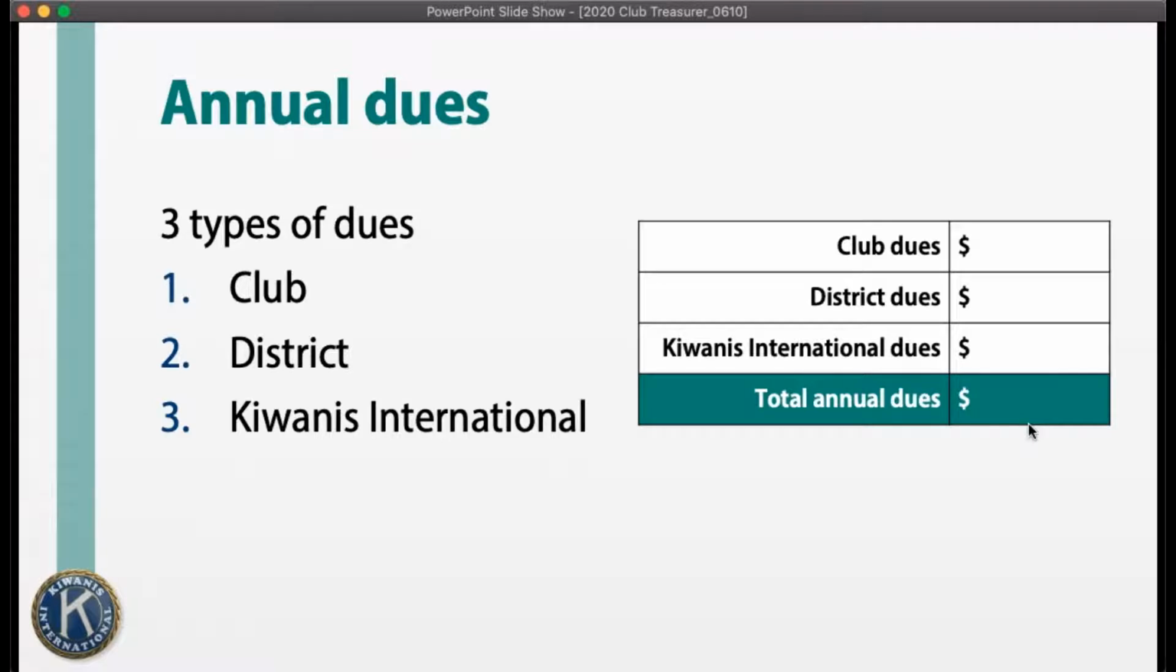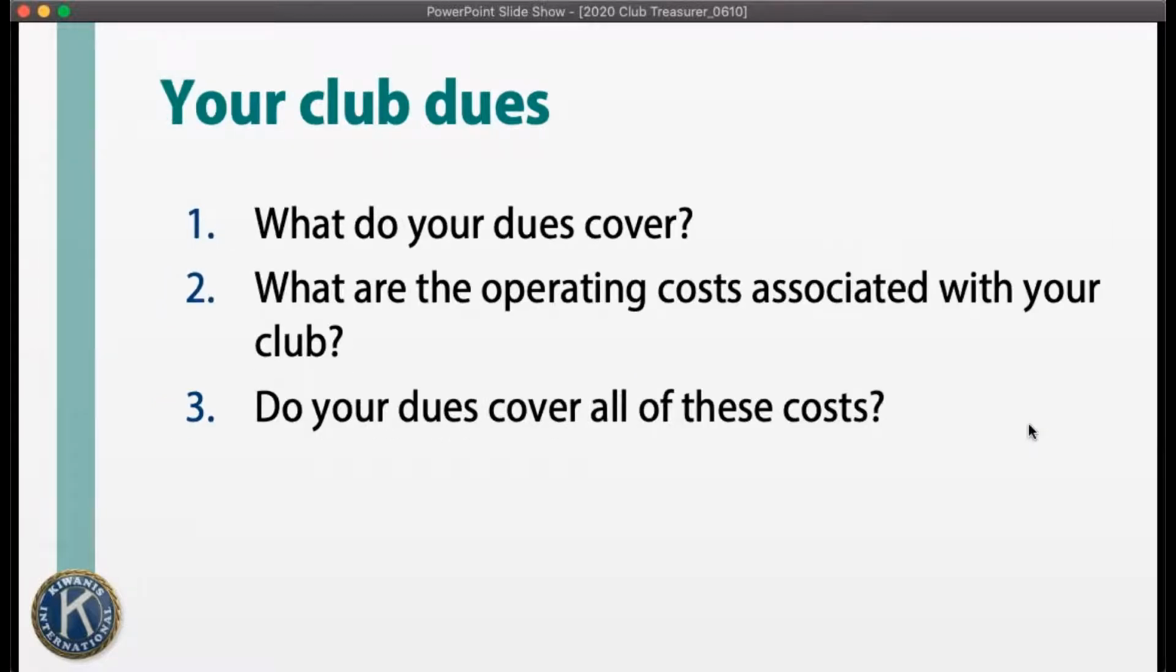So take a moment and think about your club's dues. What do they cover? Then think about what are the operating costs of your club. Do your dues cover these costs? If not, where do those additional funds come from?